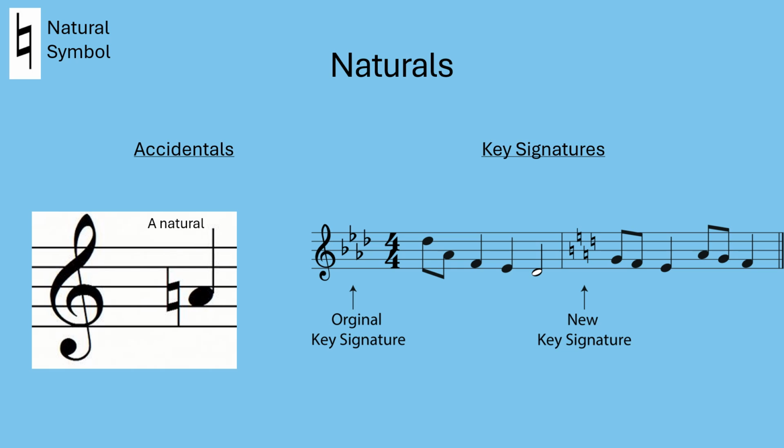A natural symbol can also be placed as an accidental in front of a note to indicate that the note should be played at its original pitch. Natural symbols are important as if a key signature is used in the piece of music, a natural symbol will cancel out a flat or sharp in the key signature and will therefore change the sound of the piece.